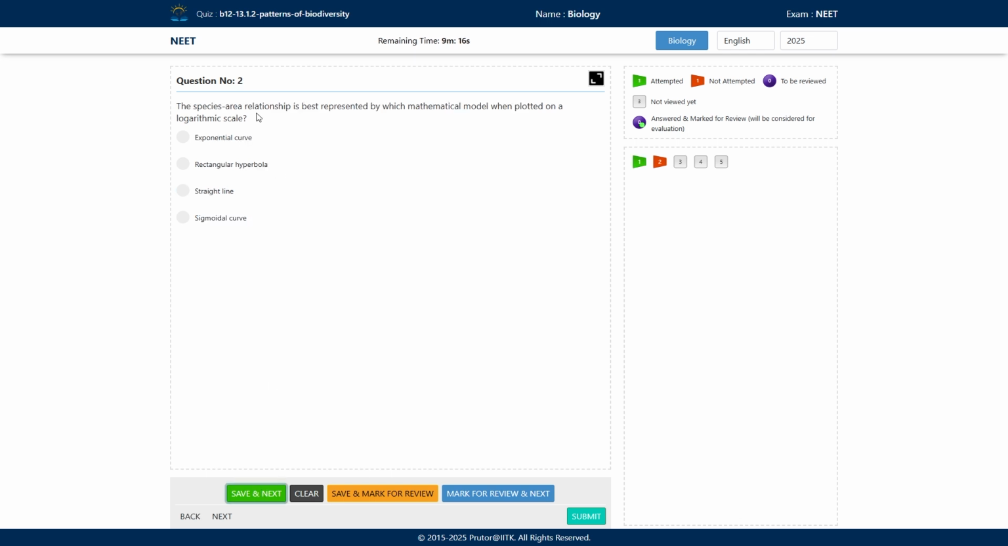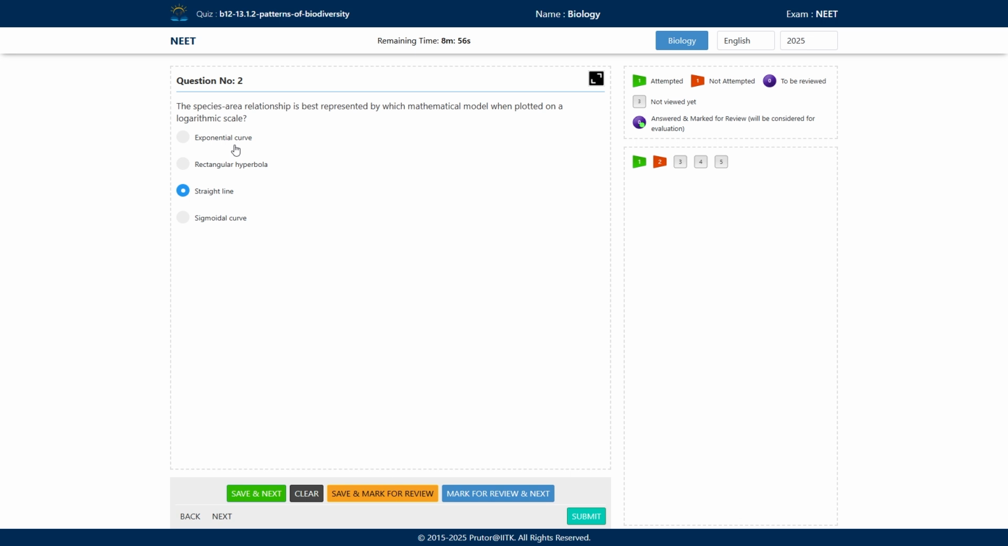Next one, the species-area relationship is best represented by which mathematical model when plotted on a logarithmic scale? Exponential curve, rectangular curve, straight line, or sigmoidal curve? Okay, here they are talking about the logarithmic scale. So the answer will be straight line, option number C.